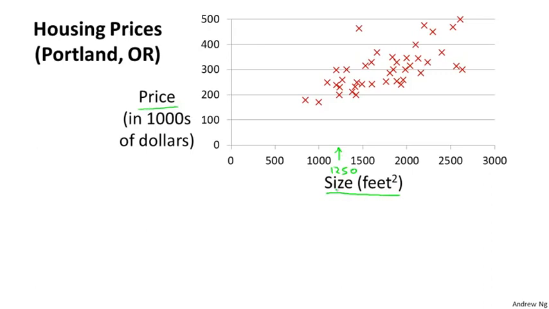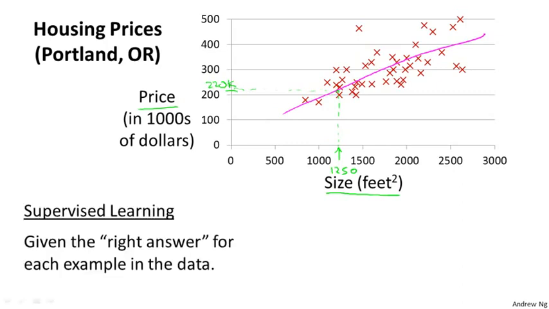Well, one thing you could do is fit a model, maybe fit a straight line to this data. That might look something like that. And based on that, maybe you could tell your friend that they can maybe sell the house for around $220,000. So this is an example of a supervised learning algorithm, and it's supervised learning because we're given the quote right answer for each of our examples. Namely, we're told what was the actual price that each of the houses in our data set was sold for.